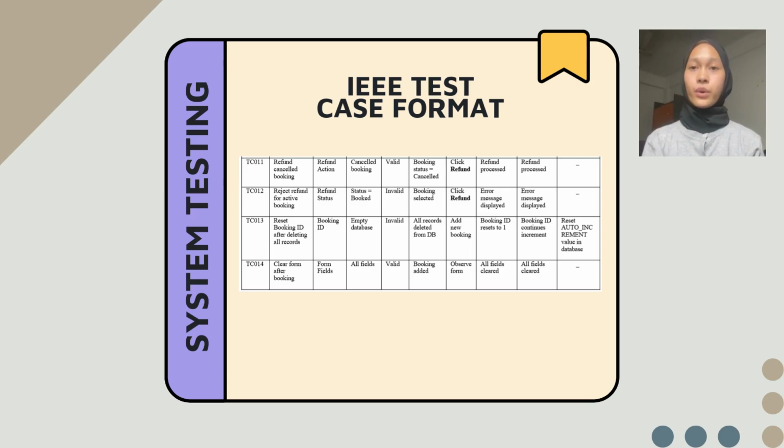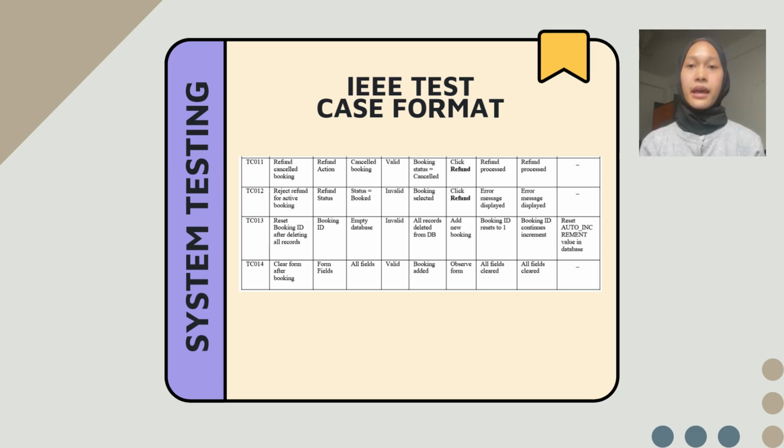Next, number 11, we have refund cancelled booking. The system allows refunds only for cancelled bookings and processes them successfully. Number 12, reject refund for active booking. If the booking status is still booked, the system correctly rejects the refund request.